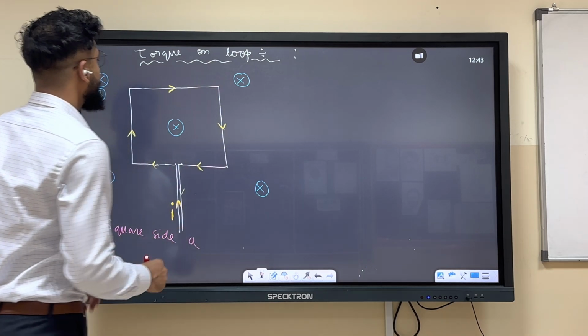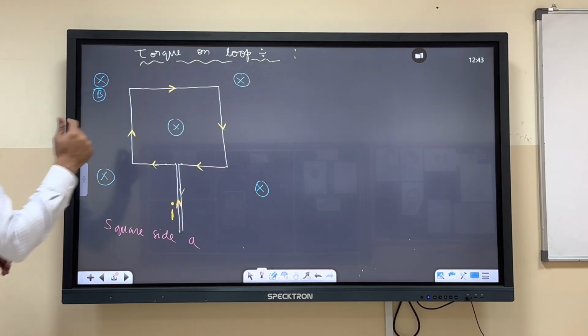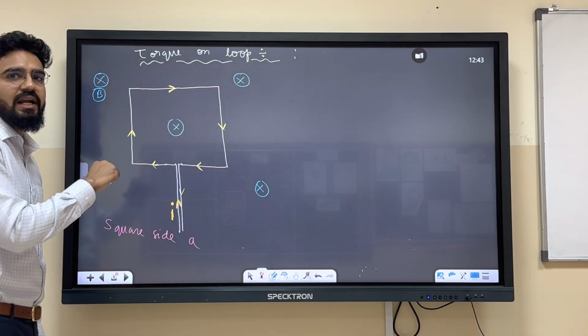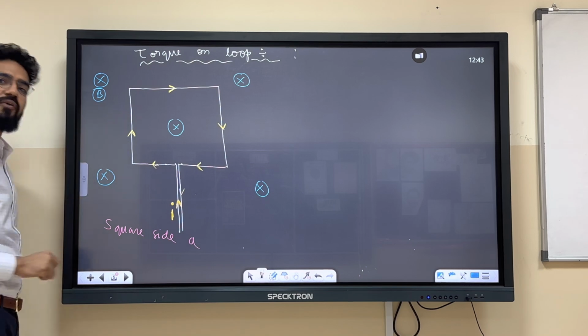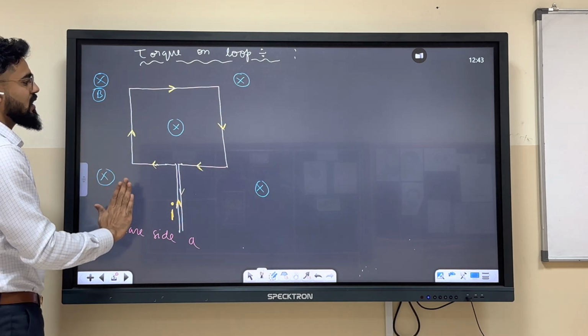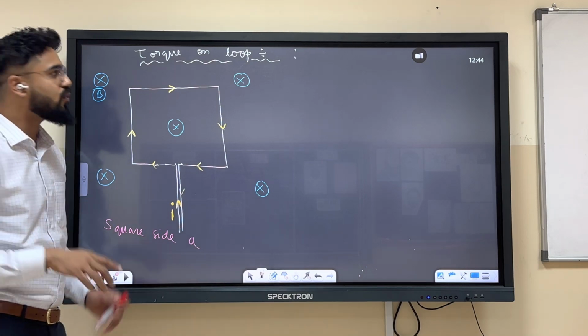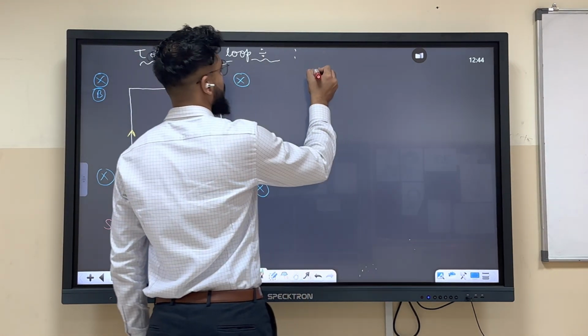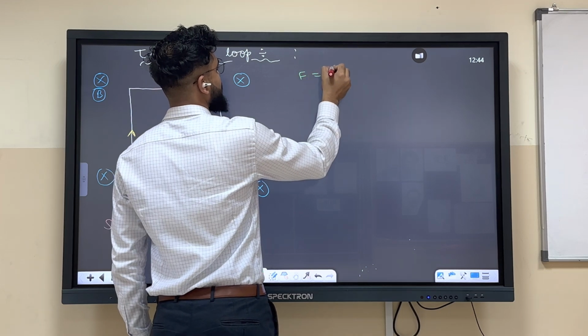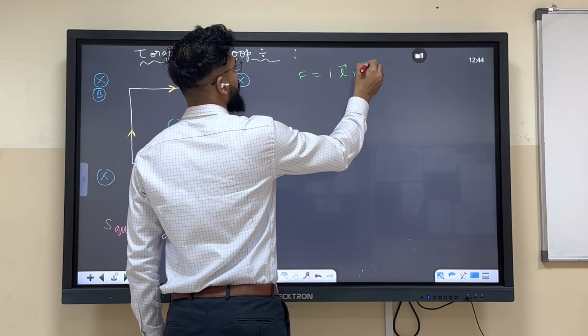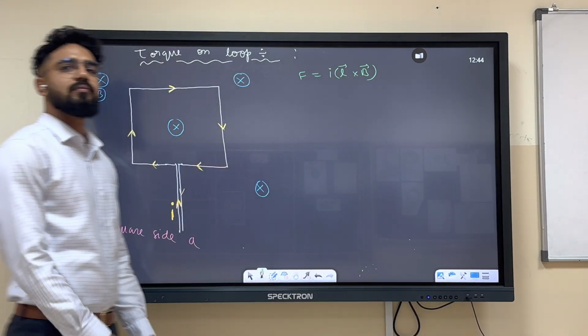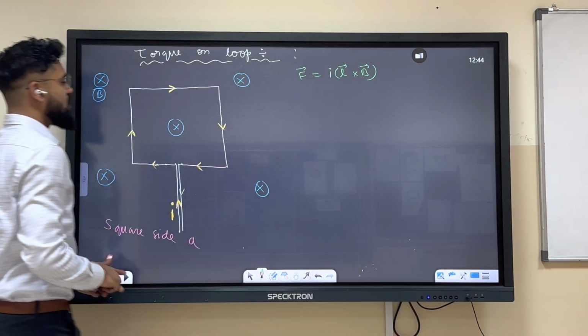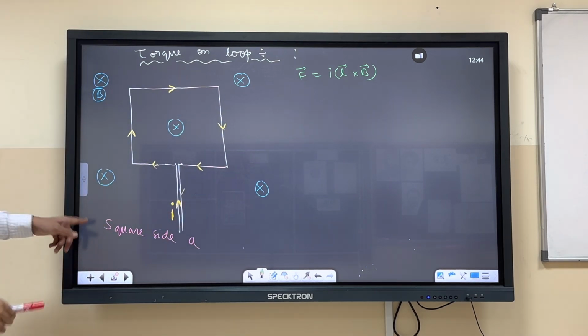So over here, if you look carefully, the magnetic field is inside, and current is flowing like this. So on each and every wire, can we calculate the force? Do we know the formula for the force? Force is I into L cross B. Do you remember it? Okay. So let's say this is a square of side A in which current I is flowing.